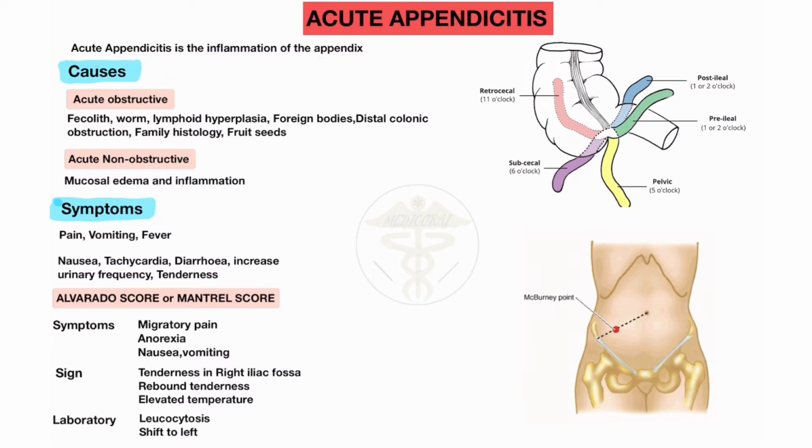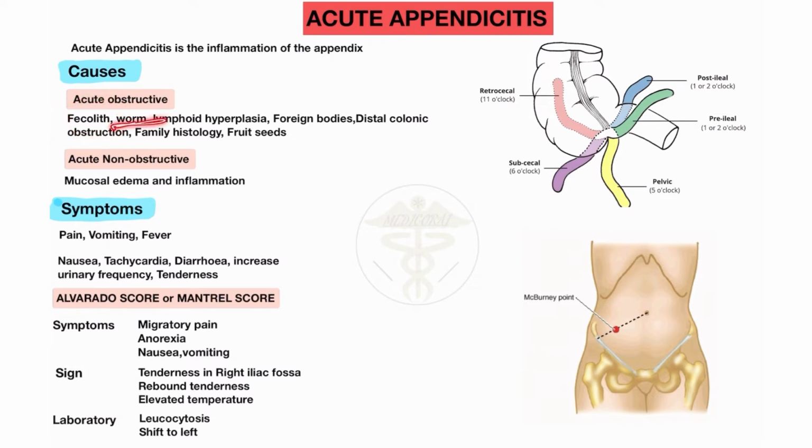What are the causes? There are many causes of acute appendicitis: obstructive and non-obstructive. The obstructive type has causes like fecalith. What is fecalith? It is the most common cause of acute appendicitis. Fecalith means obstruction by feces. Feco means feces, lith means stone, so feces like stone are called fecalith. So fecalith is the most common cause of acute appendicitis.